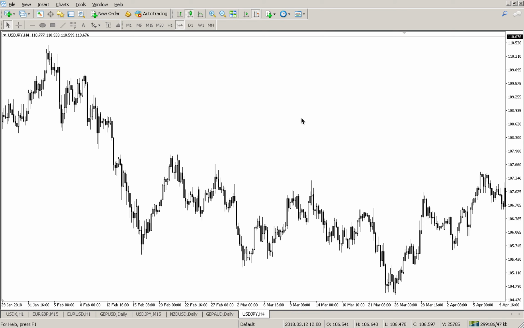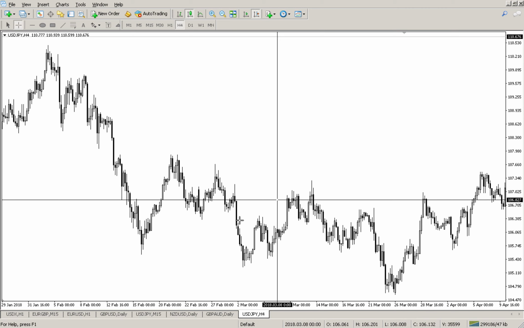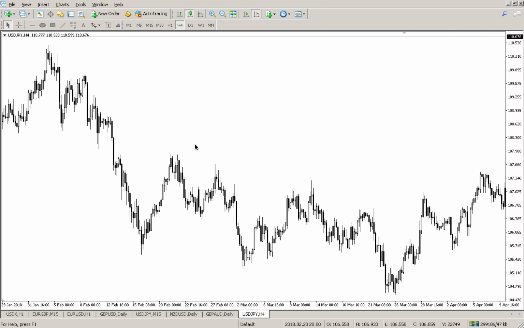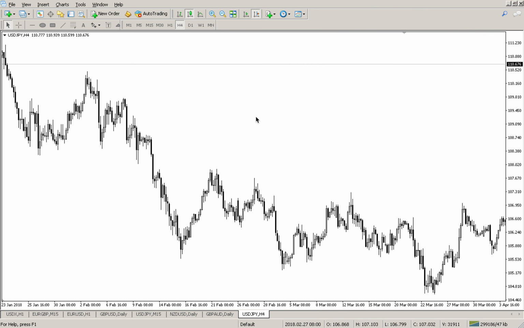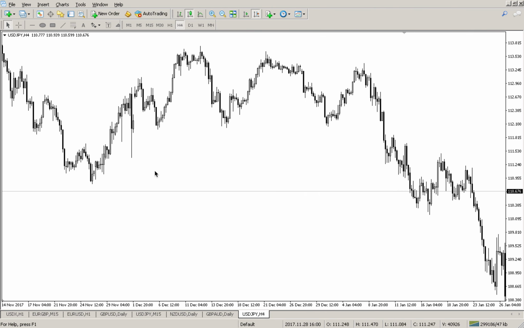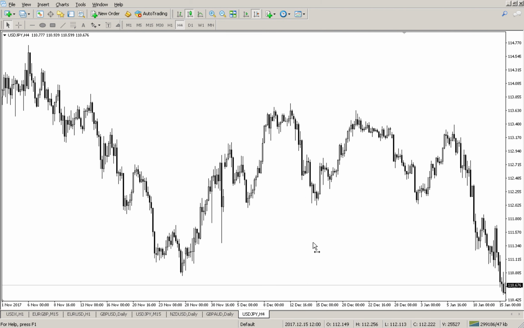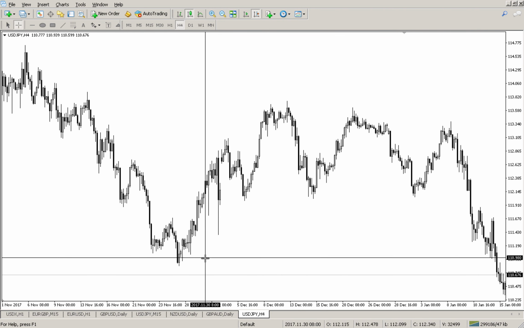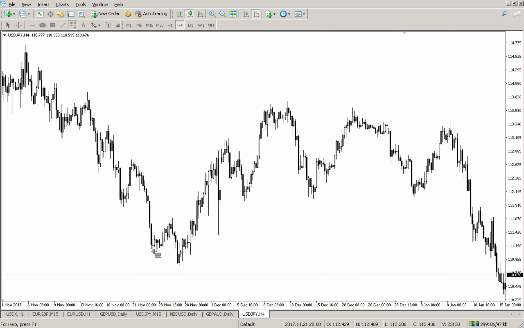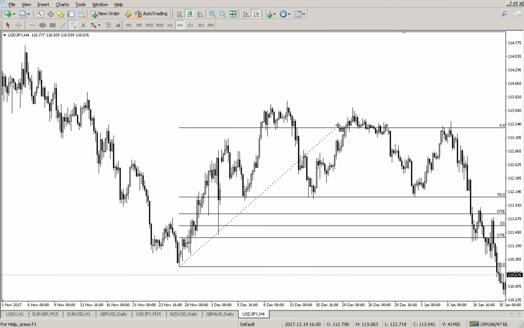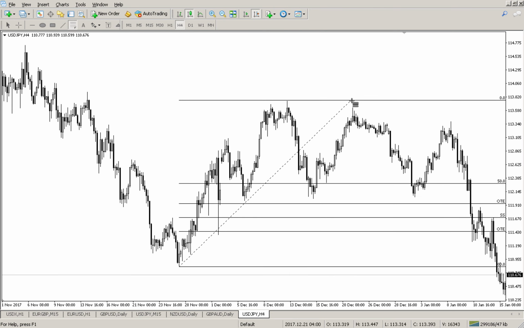So let's just go over the bare facts, guys. Before we go into any of the uses of it or how to implement it, I just want to talk to you guys about what it actually is. And to do that, I want to find a good area of price, and this looks like it might be a good one. Alright guys, so what is it?